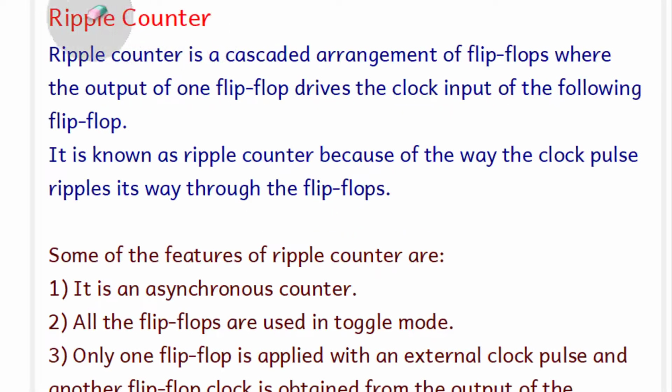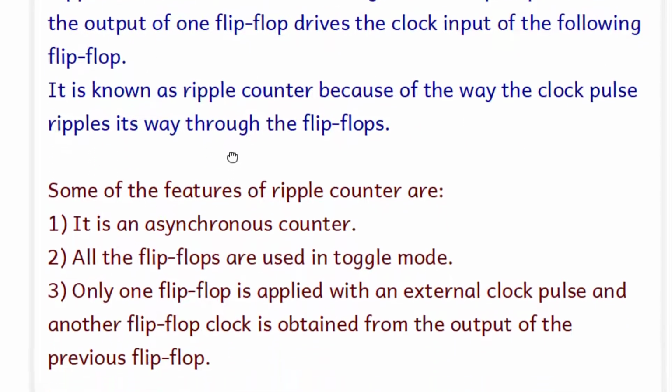So what is a ripple counter, or we say asynchronous counter? A ripple counter is a cascaded arrangement of flip-flops where the output of one flip-flop drives the clock input of the next flip-flop. So cascading means what? Output of one is given to the input of the other. In this case, the clock is applied to the first flip-flop, and the output of that flip-flop becomes the clock of the next flip-flop. This is called a ripple counter because of the way the clock pulses ripple their way through the flip-flops.